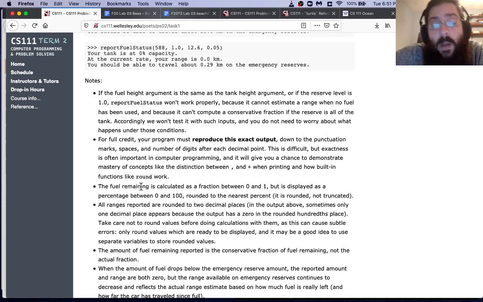Okay, note number 3. The fuel remaining is calculated as a fraction between 0 and 1, but it is displayed as a percentage between 0 and 100, rounded to the nearest percent. So there's some rounding here, and it's rounded, not truncated.